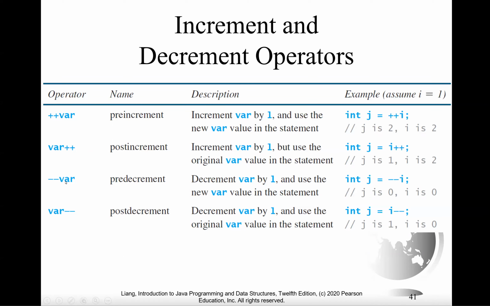--val is the pre-decrement. val-- is the post-decrement. See, the difference is whether the ++ or -- is before or after the variable.